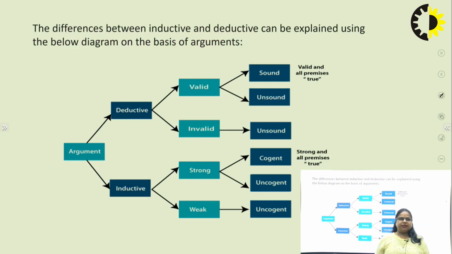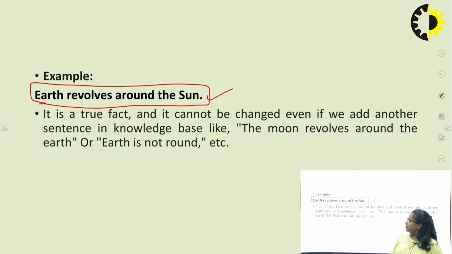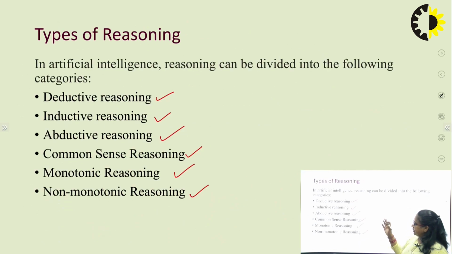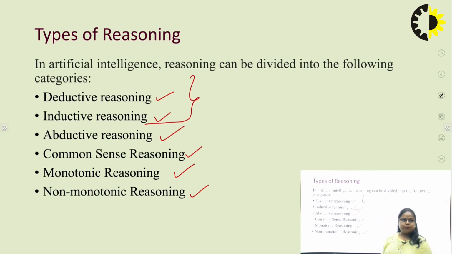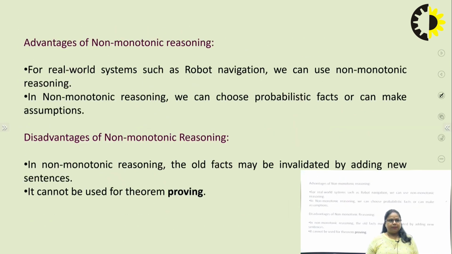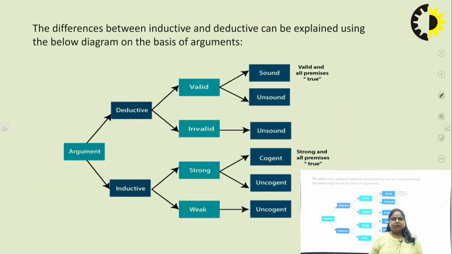Now you can see that in this lecture we have explained various types of reasoning. So we have covered the 6 types of reasoning. After that, we came to know that these two are very important types of reasoning. So in this case, let's discuss the difference between inductive and deductive reasoning in the diagram below.